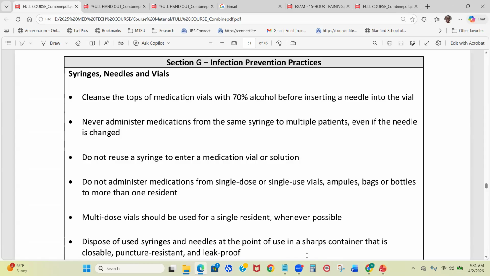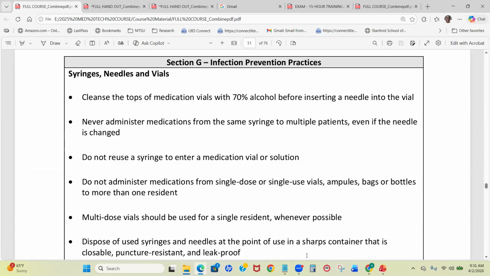Say you squeeze it, you gave him 5 minutes, then you're gonna use it for a different medicine and squeeze something, and no, don't do that. Do not administer medication from single dose or single use vials, ampoules, bags, or bottles to more than one resident. We want to break the chain of infection, so don't do that.